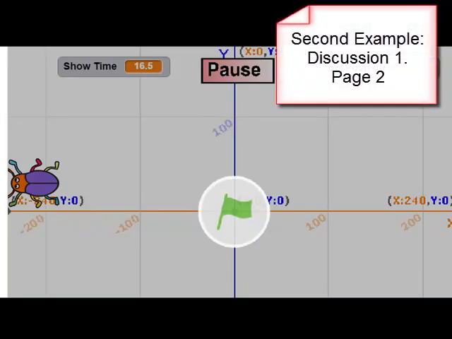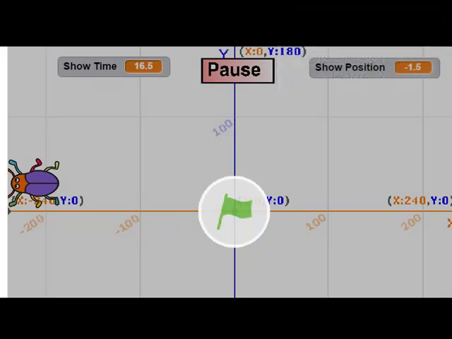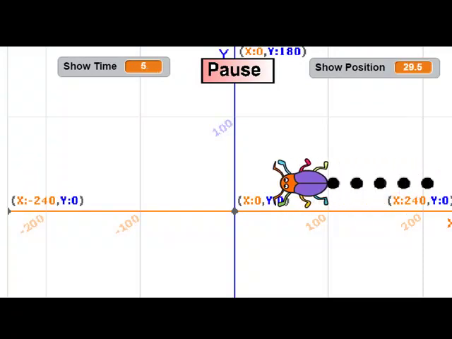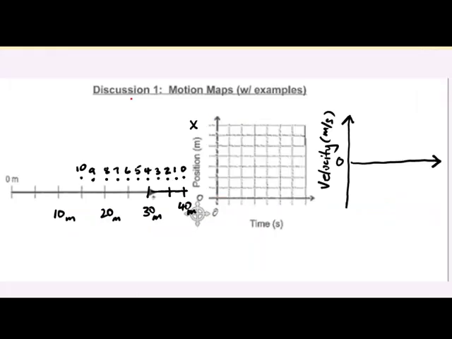All right, let's take a look at how we'd produce a motion map, position versus time, and velocity graph if our object was moving the other way. So we'll take the same bug and it's going to go the other direction now. We'll produce a motion map. It moves along, again dropping an ink spot each second as it goes along. Okay, let's go ahead to the motion map and put that together.